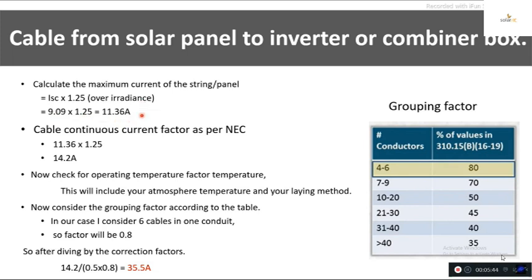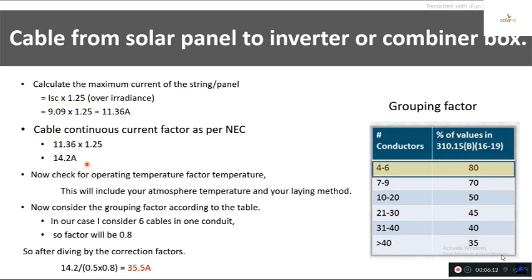Then according to NEC, you also need to make sure the cable carries this particular current continuously for long hours, so there is a factor for continuous current. Simply multiply that by 1.25. You can also skip this step and directly multiply this ISC by 1.5. So this was our first step.